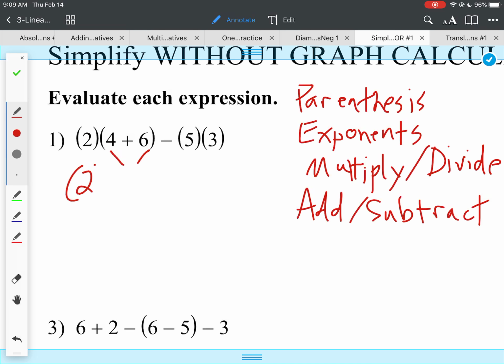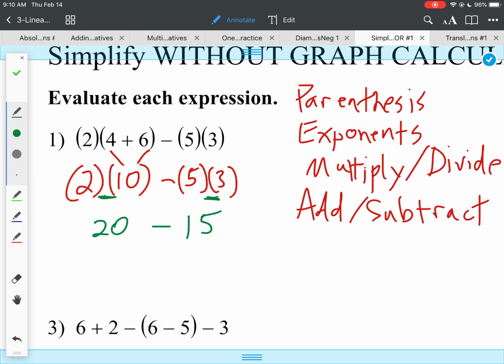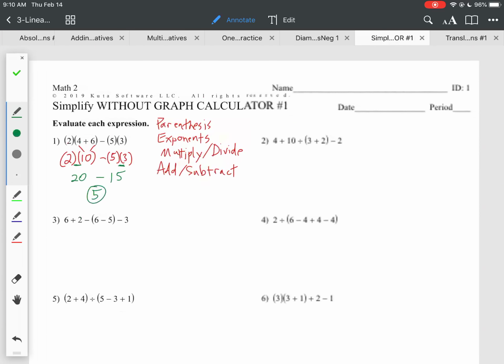So I have the 2 outside, and then the 4 plus 6 is 10, and then the minus, and then the 5 times 3. Now I have a couple of multiplications, this one and this one. I have to do those before I can subtract them. So 2 times 10 is 20, and then minus 5 times 3 is 15. Now I have 20 minus 15, which is 5.